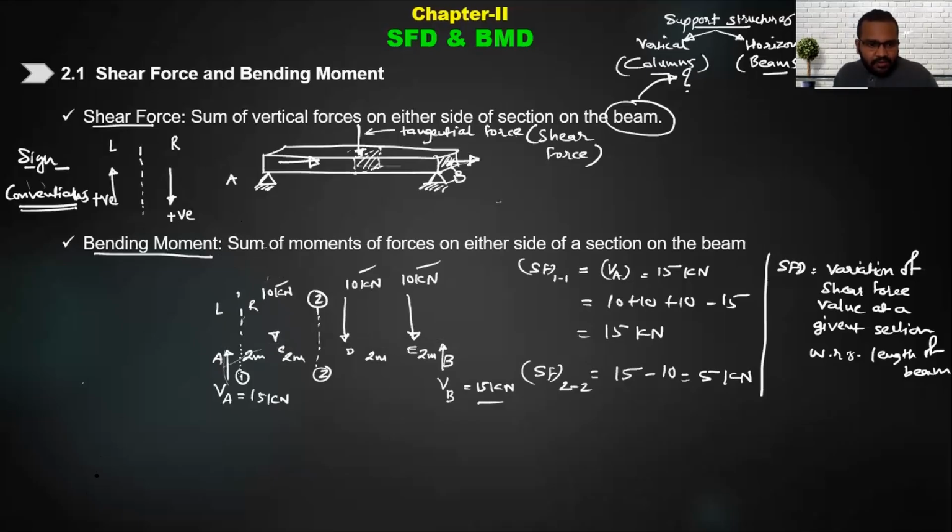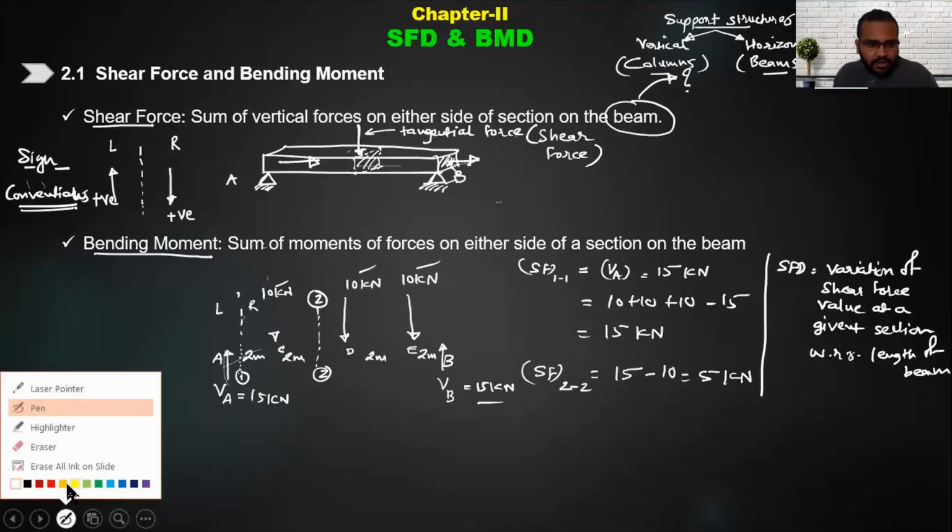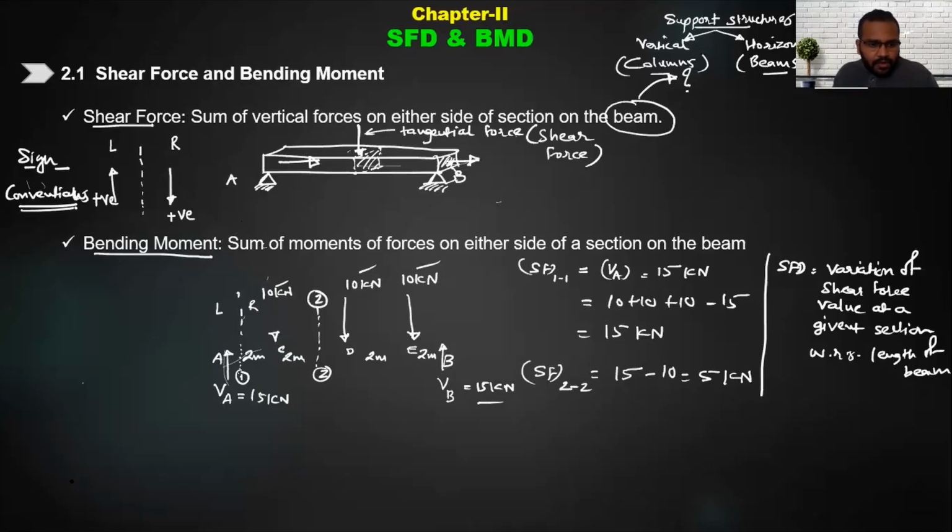Now for bending moment, let me choose a different color. Sorry, the beam got erased. This is my beam. I want to take the section at this particular location, here at point D. This is my section 33, and I want to find out the bending moment at section 33. I write it as BM, bending moment at section 33.